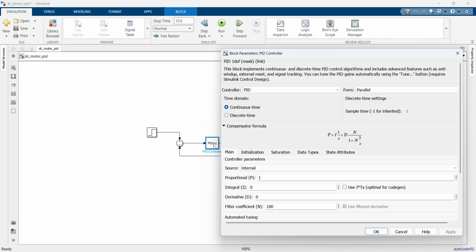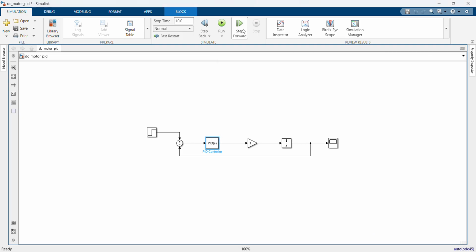let's add the integral. P 1, I 0.5, and D 0. Okay, and run again.